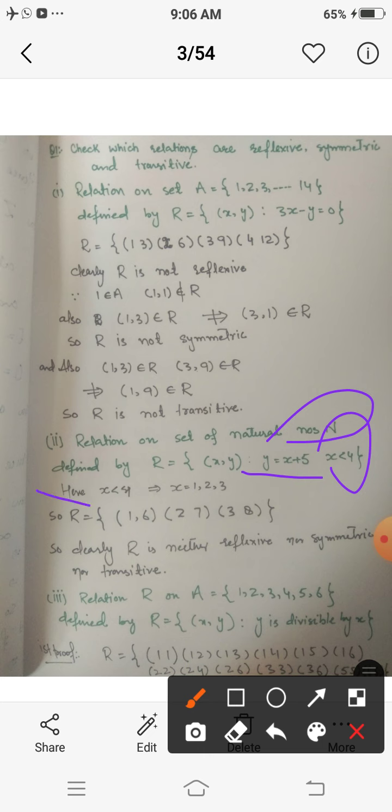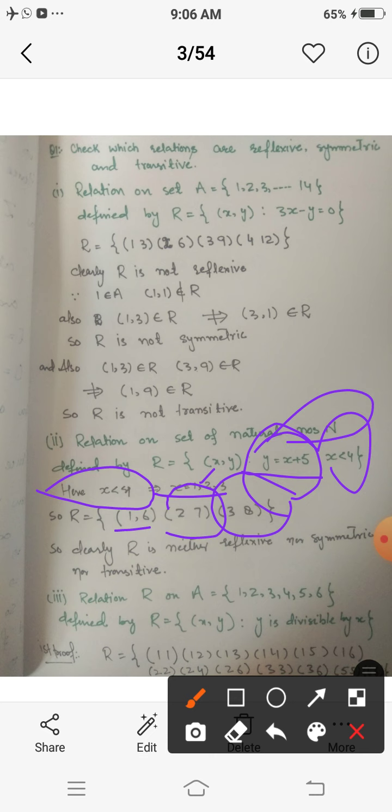Here x is less than 4 because R is defined as (x, y) such that y equals x plus 5 and x is less than 4. So this means that x equals 1, x equals 2, and x equals 3. When x equals 1, if we put it in this equation, y comes out to be 6, so (1, 6). When x is 2, y is 7, so (2, 7). And when x is 3, y comes out to be 3 plus 5, that is 8. So we have here (1, 6), (2, 7), and (3, 8), only 3 elements.